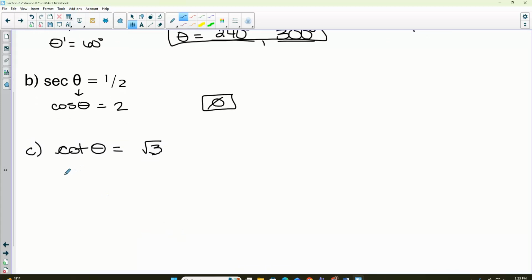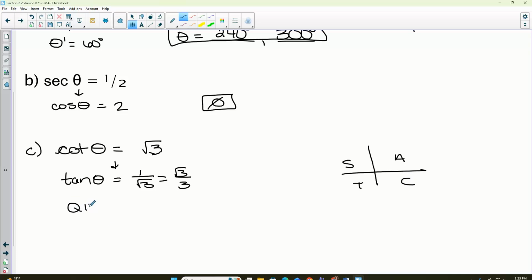Let's see. Cotangent is radical 3. So quadrants, we need to know, well actually, let's back up. I don't like thinking about cotangent. Let's do tangent. So tangent is the reciprocal. So the reciprocal is 1 over the square root of 3, or radical 3 over 3. All right. When is tangent equal to a positive number? And there should be one other time. Yes, so we'll have 2 answers.